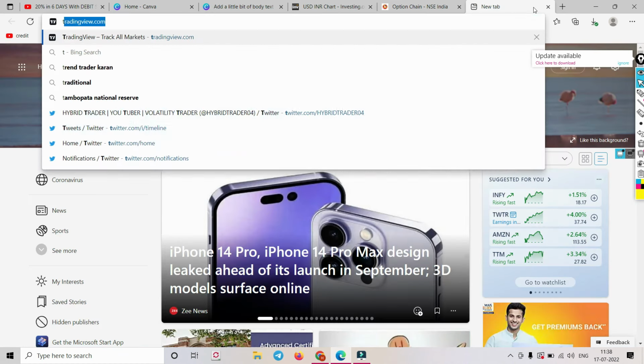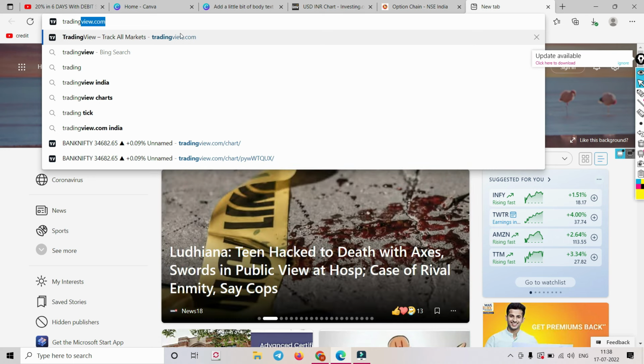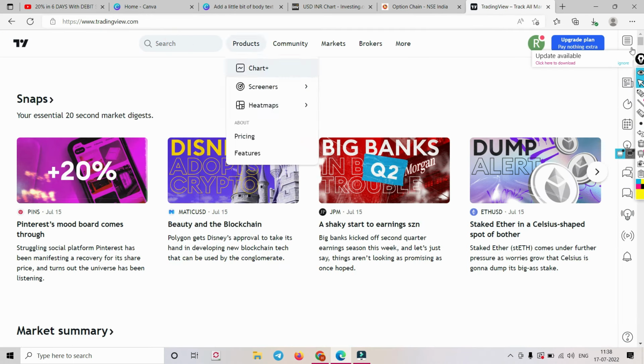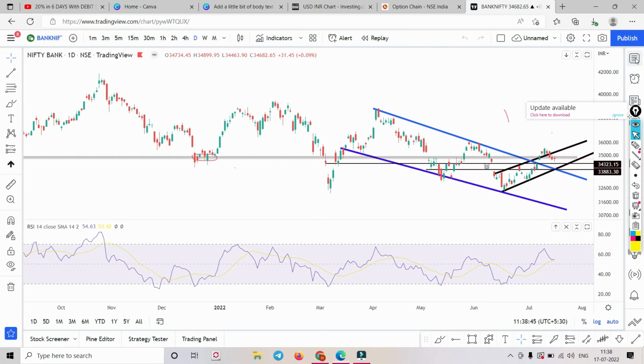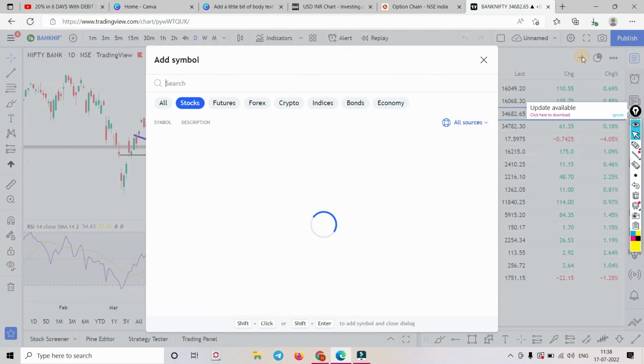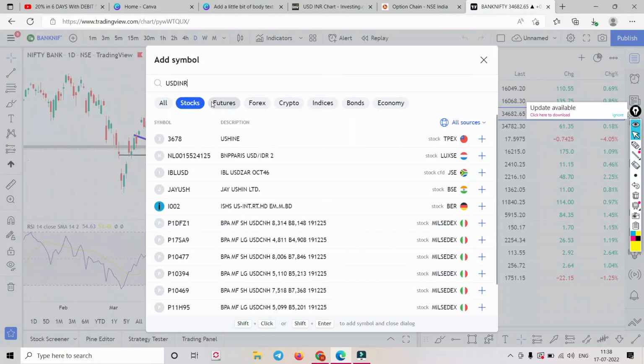Okay, let me take you to TradingView. I'm not sure whether that will show what we have. Okay, what I'll do, I'll go to USDINR. Will I get that USDINR?